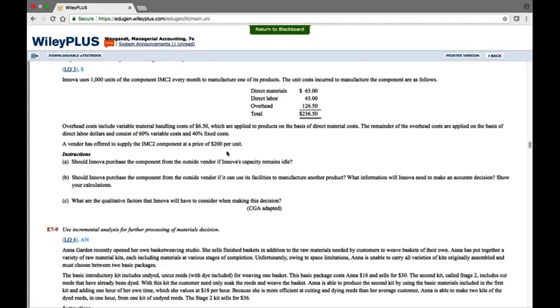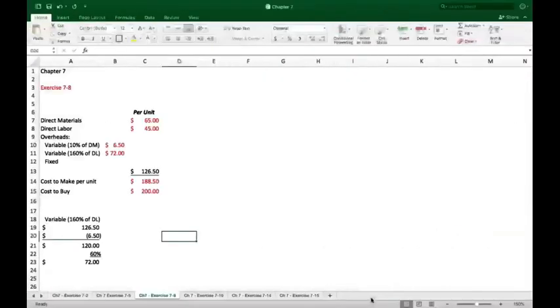Now don't look at this $200 and this $236.50 and immediately say no. We need to look at the numbers first, break the numbers down into fixed and variable, because remember, it's only the variable costs that are going to get eliminated. So let's see in Excel how we would do this.